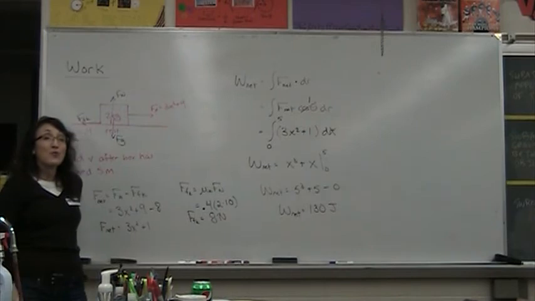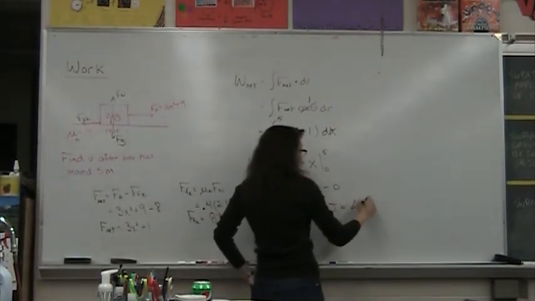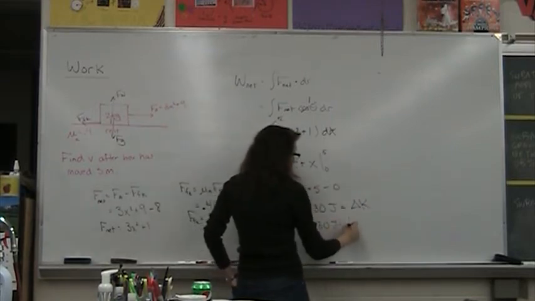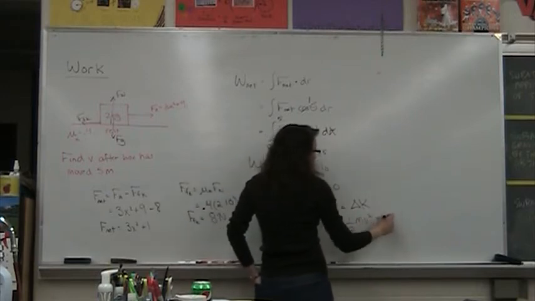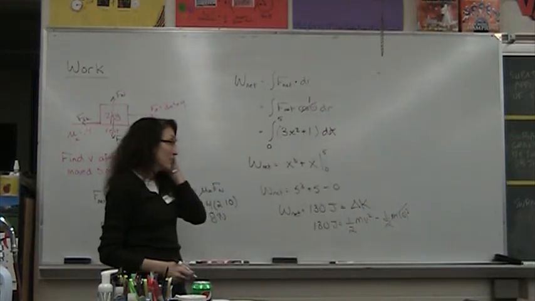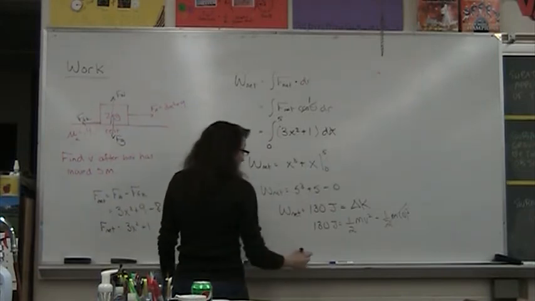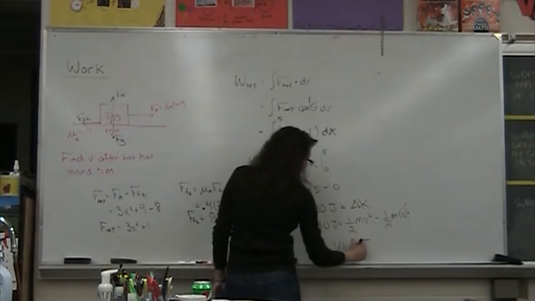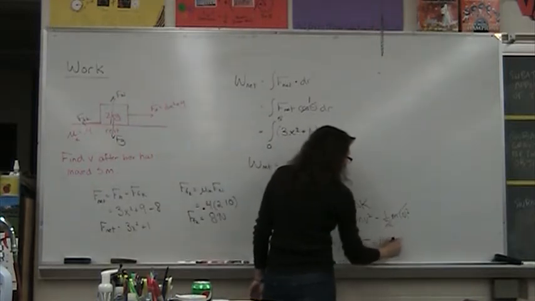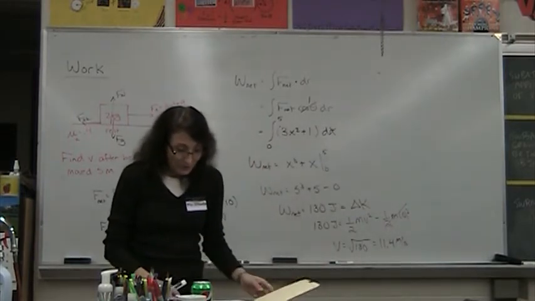Now we can take that net work and easily set it to what? Delta K, right? And that's going to be 130 joules, 1/2 mv final squared minus 1/2 m v 0 squared, because it started at rest. Plug in everything, and what do we get for this velocity? The square root of 130, so 11 point something or other? 11.4 meters per second. So there it is.